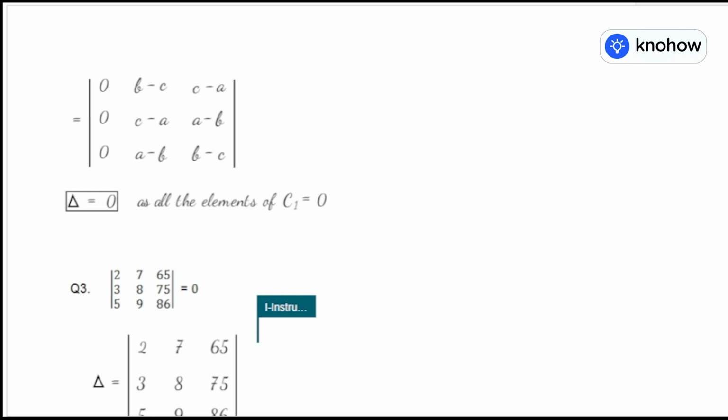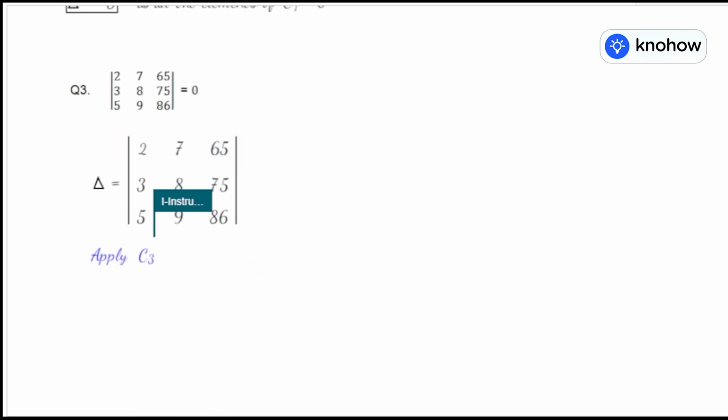75 minus 72 will be 3. And 9 nines are 81. 85 minus 81 will make it 5. So then C1 and C3 will become identical. So what do we apply? The instruction is replace C3 by C3 minus 9 times C2.